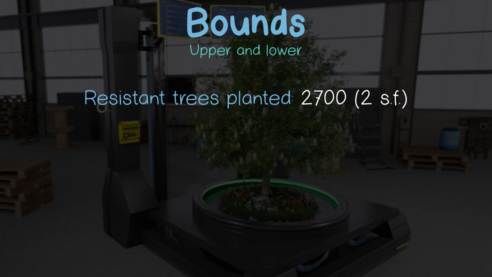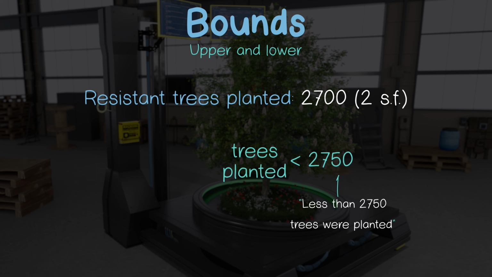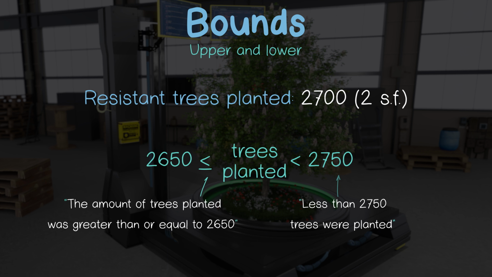So our bounds are going to be the numbers that would have caused our number of trees to have been rounded to 2,600 or 2,800. Well, 2,750 would have rounded up to 2,800, so we know that that's our upper bound. And similarly, any number lower than 2,650 would have rounded to 2,600, so this is our lower bound. If you need a reminder on significant figures, please see the video on that too.